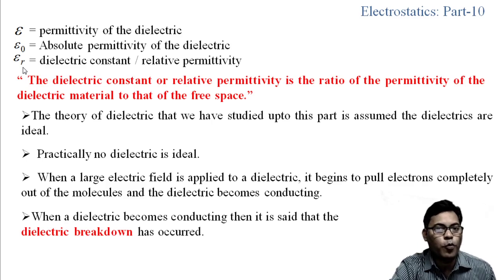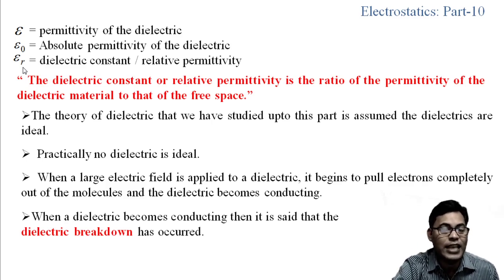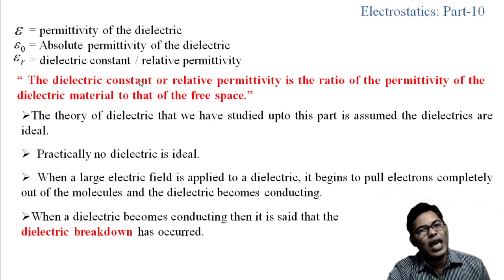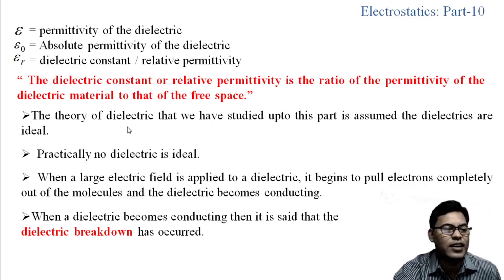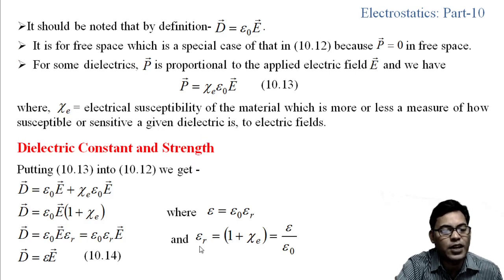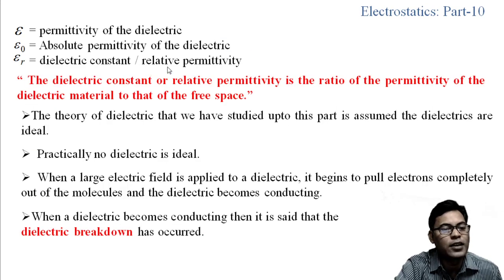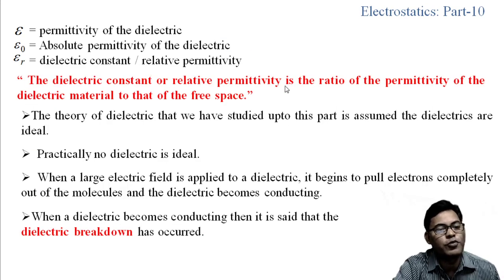One of the properties of the dielectric material that I mentioned earlier is the dielectric constant, which is nothing but the relative permittivity. As per the definition, the dielectric constant or the relative permittivity is the ratio of the permittivity of the dielectric material to that of free space. Here epsilon r equals epsilon by epsilon naught.